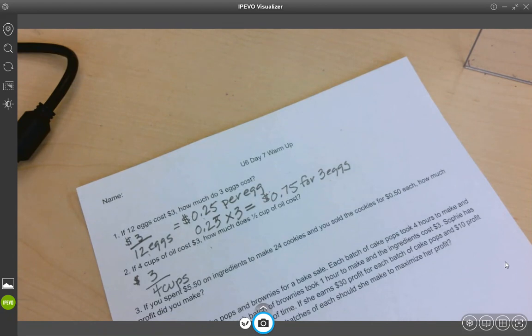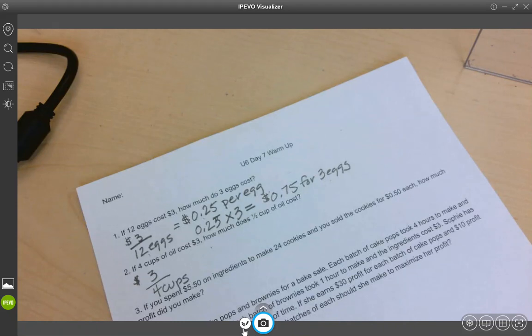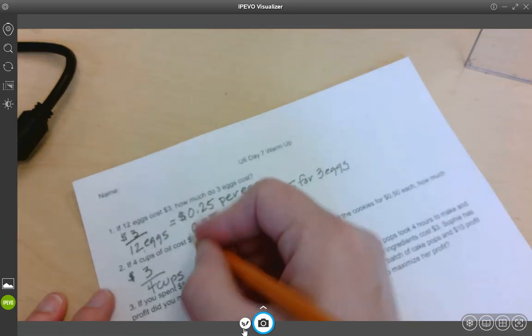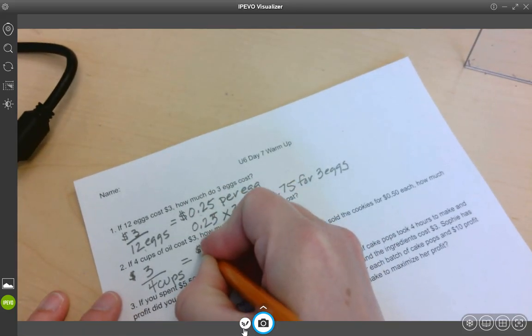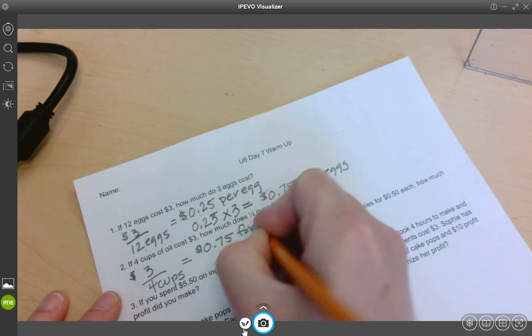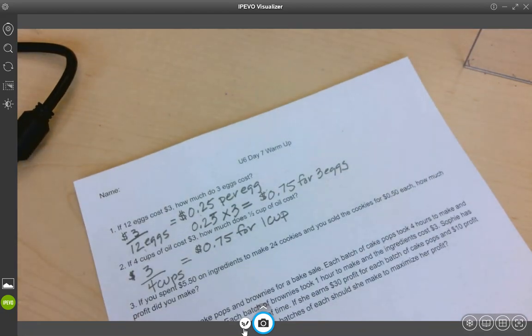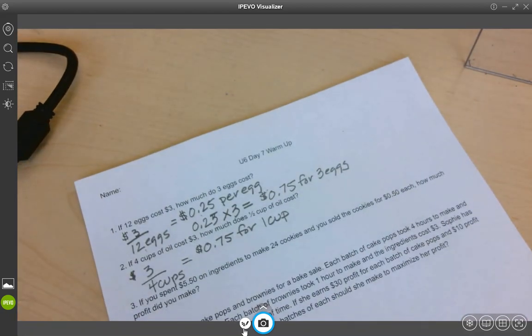What do we get? $3 divided by 4 cups. I think we get like 75. Yeah, 75 cents. Good. All right, so we get 75 cents for 1 cup. All right, so a half a cup of oil, should that be more or less than the price for 1 cup of oil? It should be less. So we need to make sure that the answer you got is less.